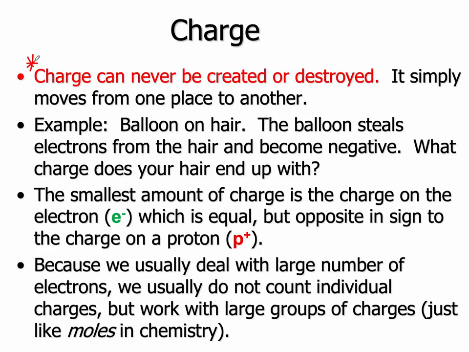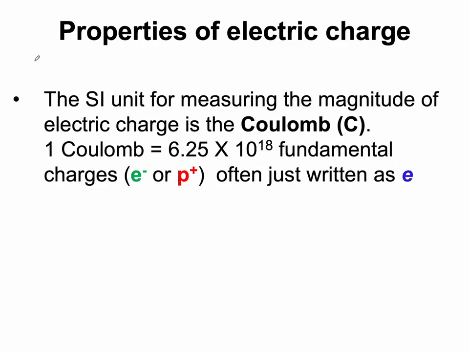It lost electrons. The smallest amount of charge is the charge on an electron, which is negative, which is equal on the opposite side to the proton, which is positive. Because we usually deal with a large number of electrons, we usually don't count individual charges or electrons, but work with large groups of charges, just like you did work with moles in chemistry instead of working with individual atoms or molecules. What is that unit? Well, the SI unit, or the metric unit for measuring the magnitude of charge, is the coulomb.